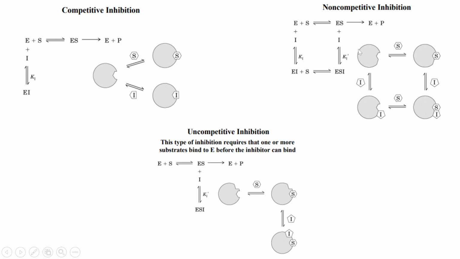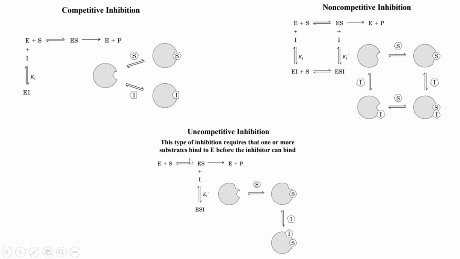So there is an enzyme and I have added the inhibitor and the substrate in the reaction mix. Now the substrate can bind to the enzyme, and even after the substrate has bound to the enzyme, the inhibitor can bind to that enzyme. Also, the inhibitor can bind to the free enzyme. So anything can happen. So this is non-competitive inhibition.